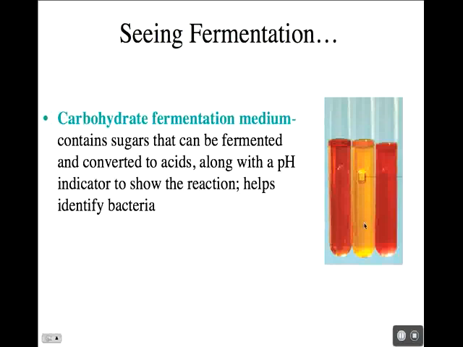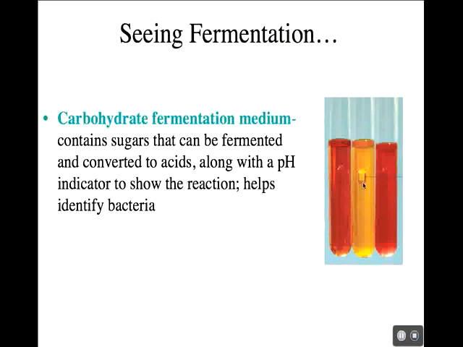Notice these tubes also have a little upside down glass tube inside of them. That's called a Durham tube, D-U-R-H-A-M. Little upside down glass tube. If the organism releases gas during its fermentation, the gas will get trapped in that little Durham tube, and you'll see a bubble right here. So you can see not only is it fermentation, it's fermentation with gas production. That can help you to identify a bacteria.